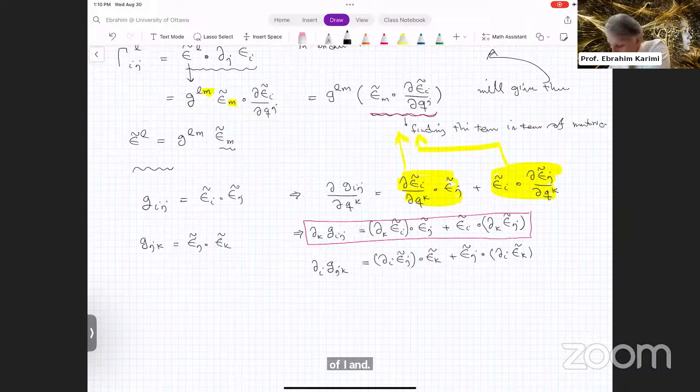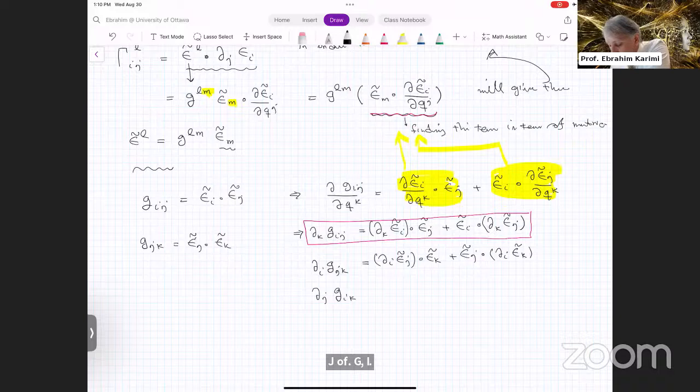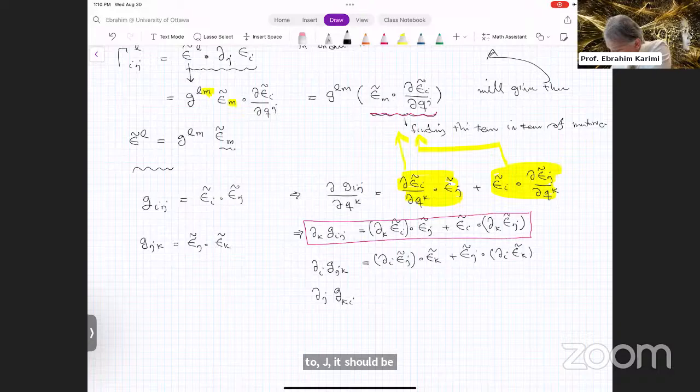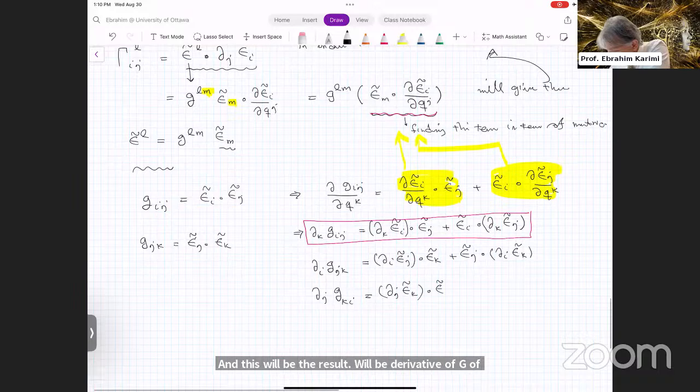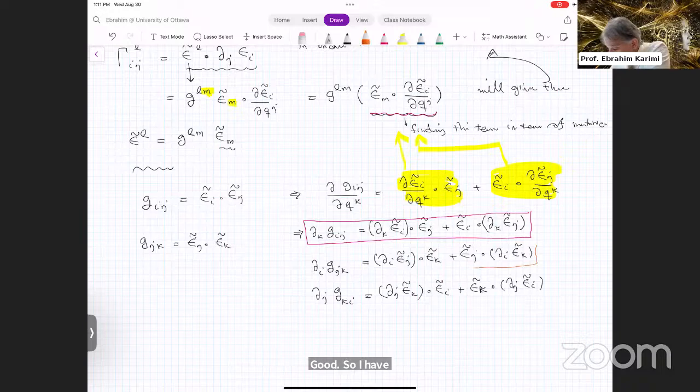Then I can take the derivative j of g i k. It should always form a right hand: if you start with k, it should be i j; if you take the derivative with respect to i, it should be j k; if you take the derivative with respect to j, it should be k i. So let's go with that. The result will be derivative j of epsilon k dot epsilon i plus epsilon k dot derivative j of epsilon i. Good. So I have three equations.